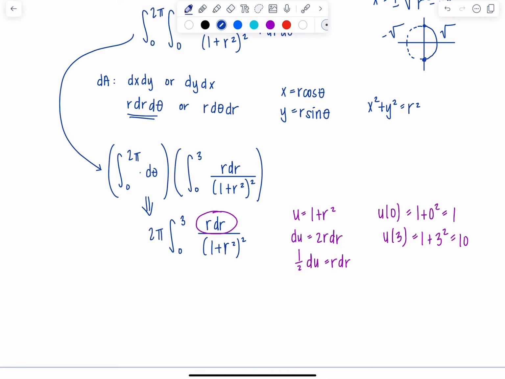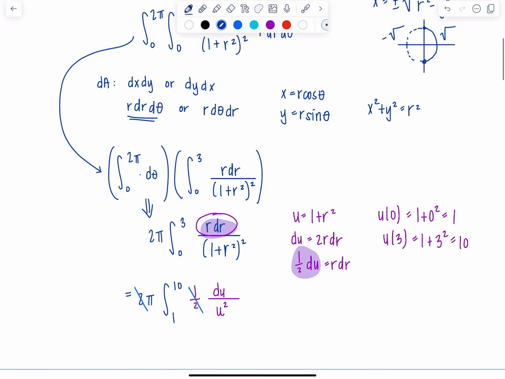Okay, so now let's see what we've got. We have 2 pi integral. Instead of 0 to 3, we're going from 1 to 10. This r dr in the numerator, I'm going to replace with the 1/2 du over, and then 1 plus r squared is u, and that's all squared. Okay, so this 2 out here cancels with the 1/2.